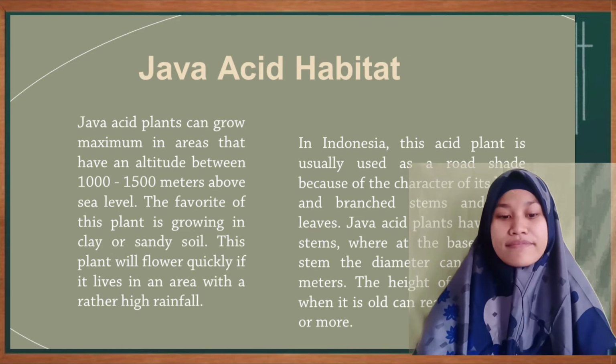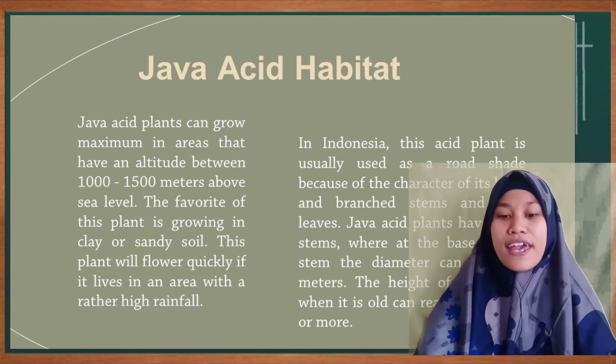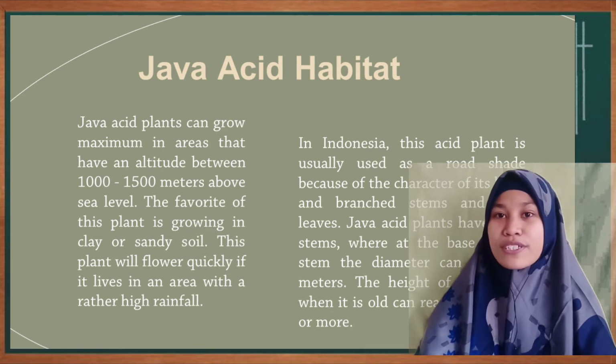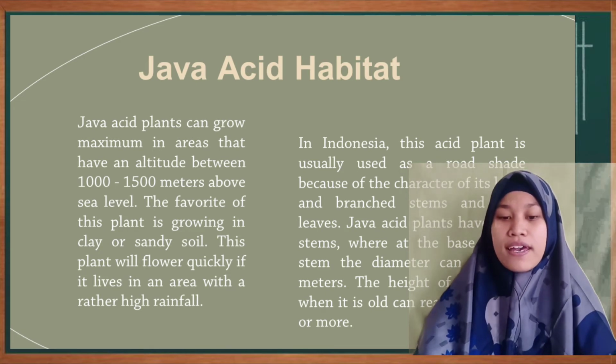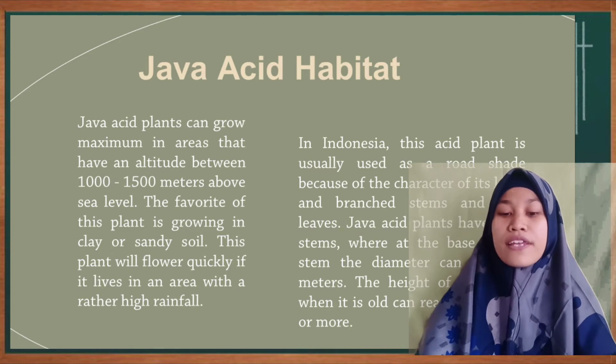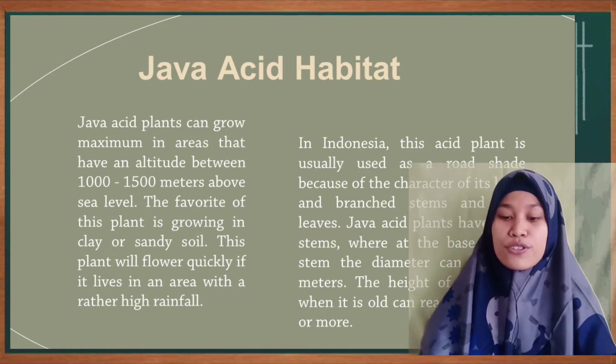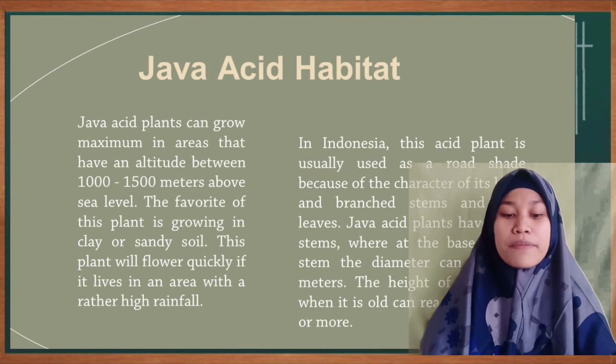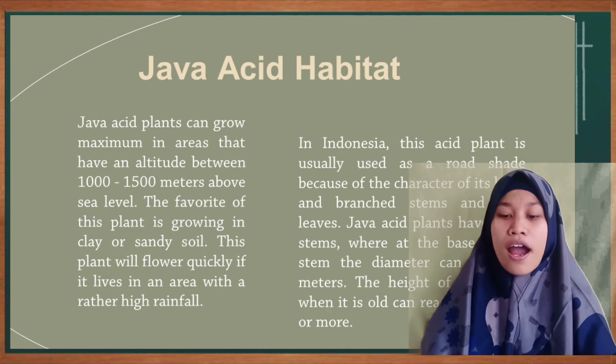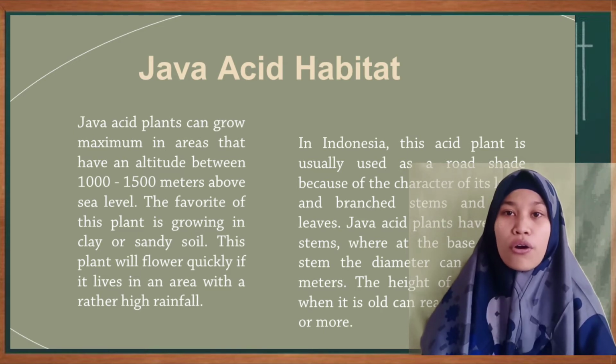Okay, next, Java acid habitat. Java acid plants can grow maximally in areas that have an altitude between 1,000 and 1,500 meters above sea level. The favorite of this plant is growing in clay or sandy soil. This plant will flower quickly if it lives in an area with rather high rainfall. In Indonesia, this acid plant is usually used as a shade tree because of the character of its large and branched stems and large leaves. Java acid plants have large stems, where at the base of the stem the diameter can reach 2 meters. The height of this plant when it is old can reach 30 meters or more.